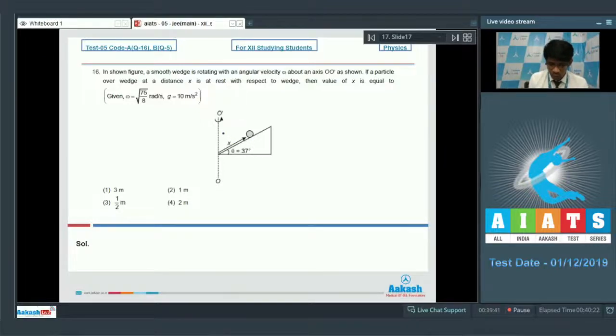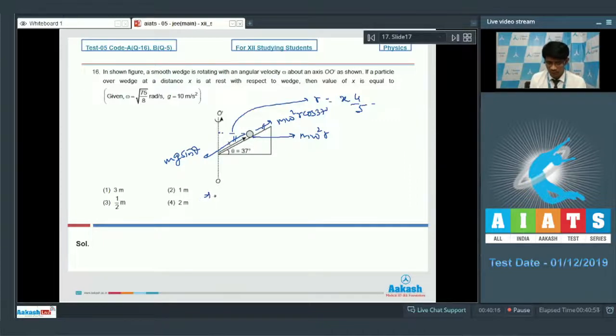With respect to this axis, this is the radius r that will be taken as x cos 37, that is 4 by 5. So with respect to this radius, the particle will experience a pseudo force along the direction, that is m omega square r, and its component along the direction will be m omega square r cos 37. It must be counterbalanced by the force that is acting in downward direction, it is mg sin theta. So we will just equate these two forces now.